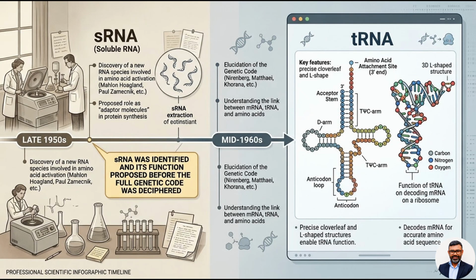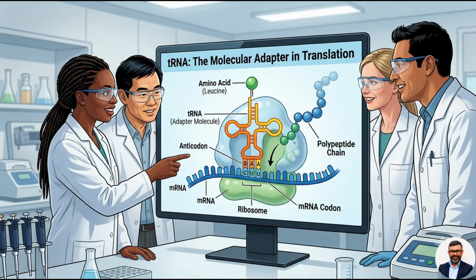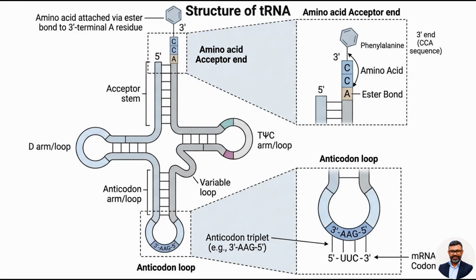Interestingly, tRNA was known even before the genetic code was proposed. At that time, it was called sRNA, or soluble RNA. Its role as an adapter molecule was understood later when scientists began to understand how the genetic code connects nucleotide sequences with amino acids. Now let us understand the structure of tRNA.